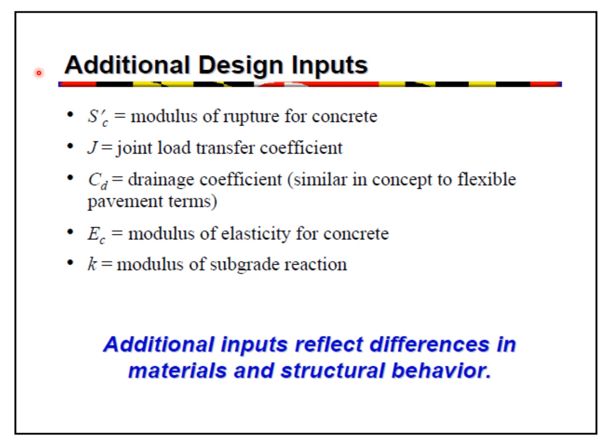Well, on this particular slide, you would find additional design inputs. The additional design inputs in the case of rigid pavements: S sub C dash, modulus of rupture for concrete. J, joint load transfer coefficient. C sub D, drainage coefficient. And E sub C, modulus of elasticity for concrete. K is the modulus of subgrade reaction, but this is the corrected value of the modulus of subgrade reaction. Additional inputs reflect differences in materials and structural behavior.